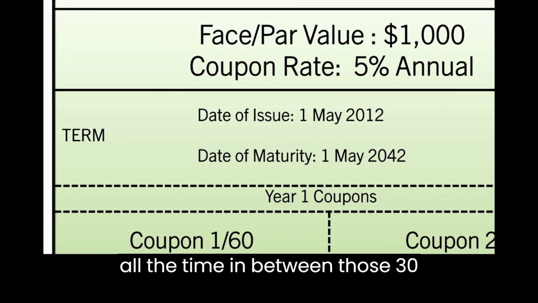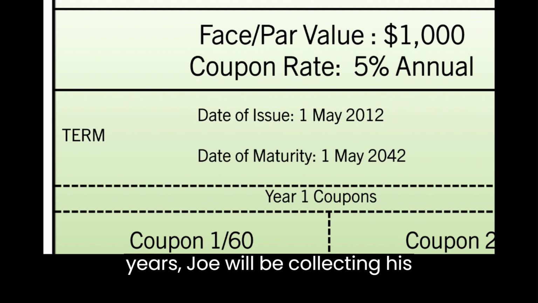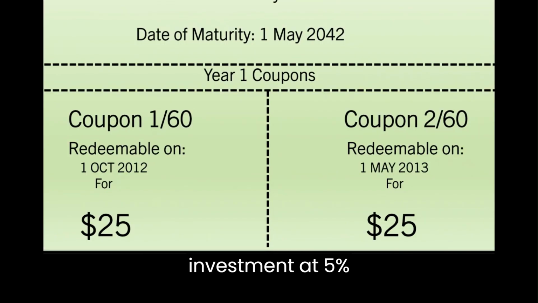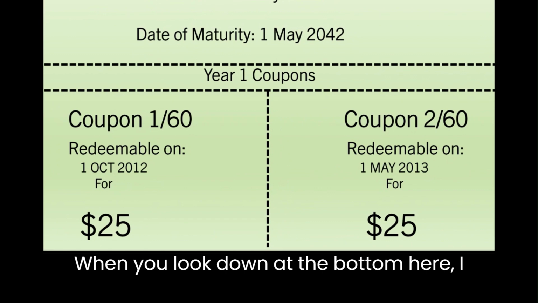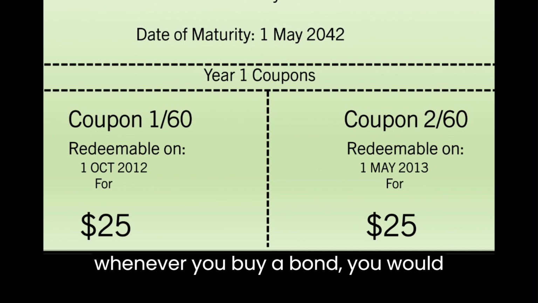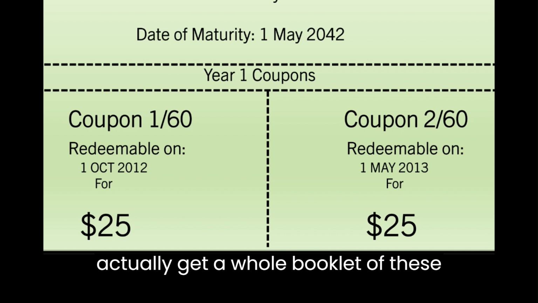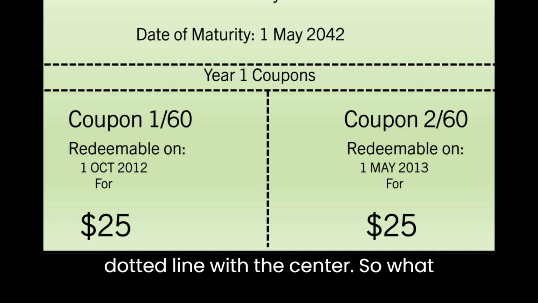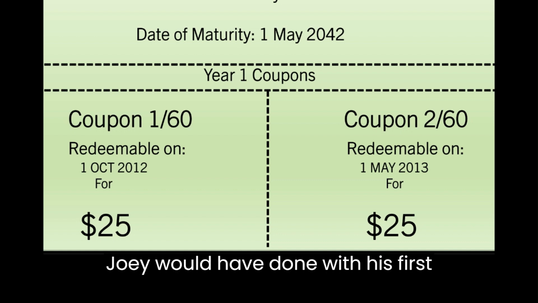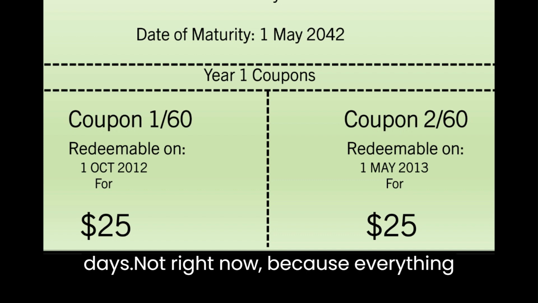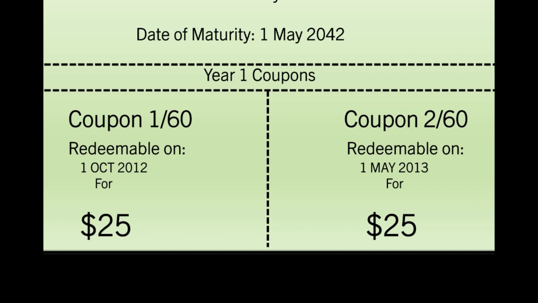So in between all the time, in between those 30 years, Joey will be collecting his interest rate on his $1,000 investment at 5%. When you look down at the bottom here, I have two coupons. Back in the olden days, whenever you bought a bond, you would actually get a whole booklet of these coupons. As you can see, there is a dotted line at the center. So what Joey would have done with his first coupon, if he would have bought this back in olden days, not right now, because everything is electronic now.